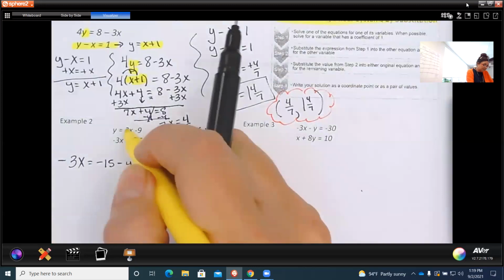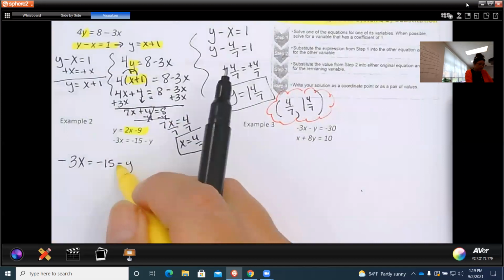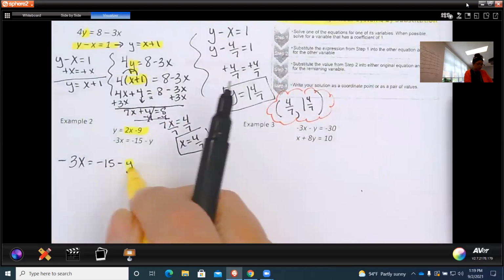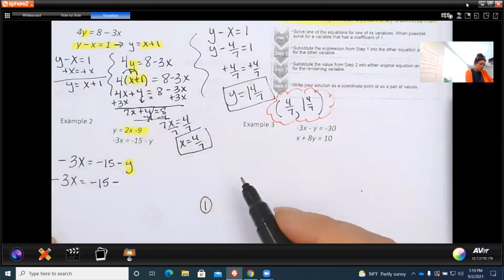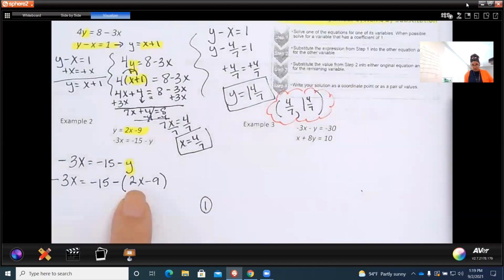2x minus 9. Now listen, there's going to be a lot of mistakes here because a lot of people are going to go minus 3x minus 15 minus 2x minus 9. Why is that not correct? Because I am subtracting whatever y is, the whole thing. I need parentheses because I've got to distribute that negative. If I don't distribute that negative, I'm only subtracting the 2x and not the negative 9. That's going to mess your problem up. You see what I'm saying? Y'all see what I'm saying? Yeah. Okay.